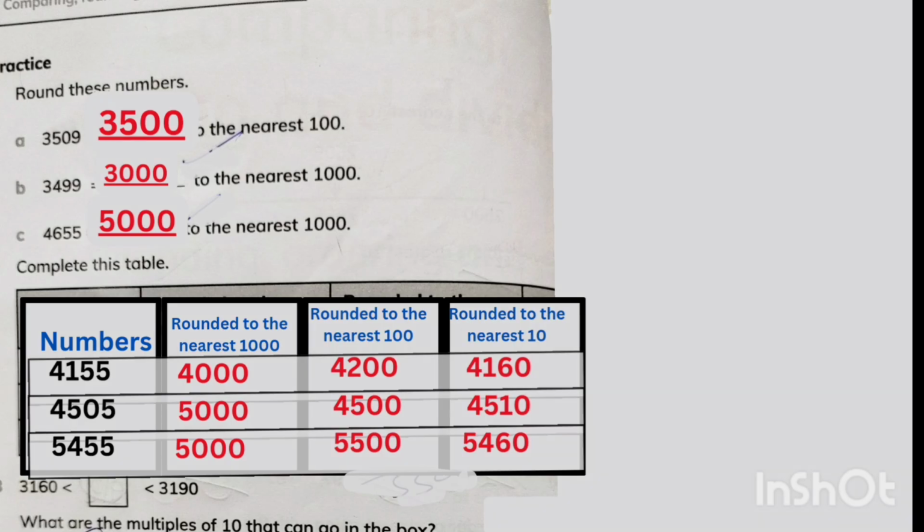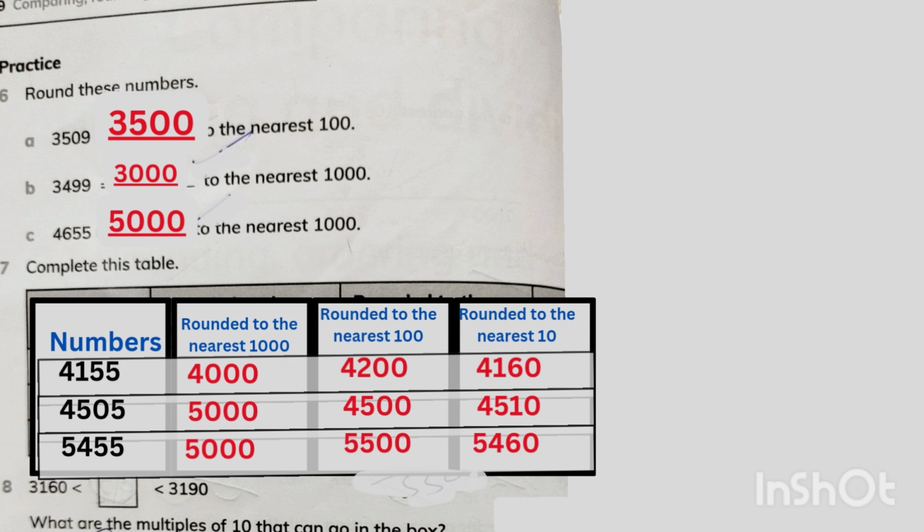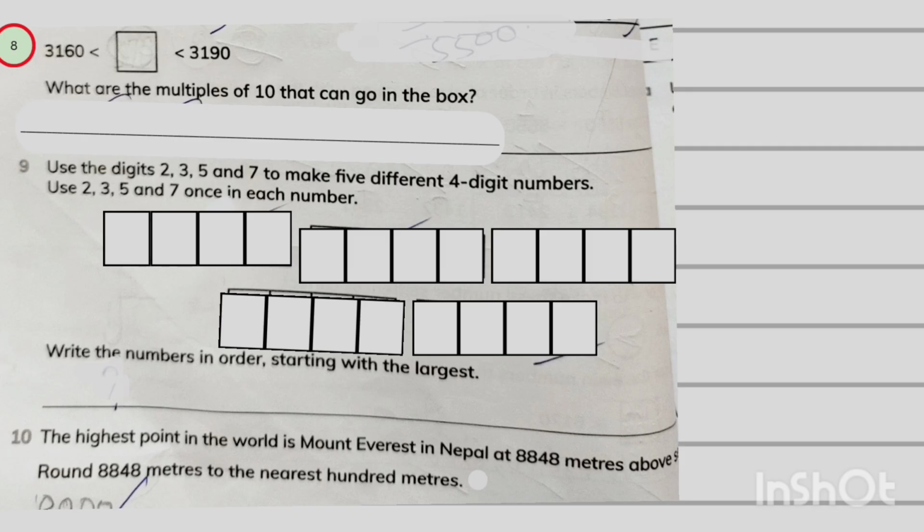So just remember one important point about rounding, that if you're rounding a thousands number, all place values smaller than 1000 will become 0. In question 8, we have again been given a range. We have to write a number that is greater than 3160 and less than 3190, but it should be a multiple of 10. Only two numbers come in this range, 3170 and 3180. Write any one of them in the given box.